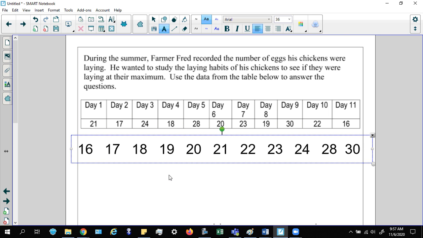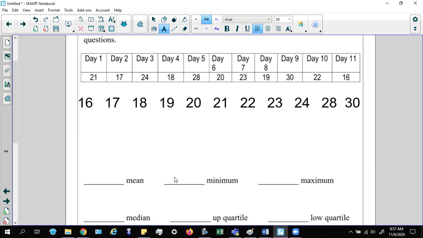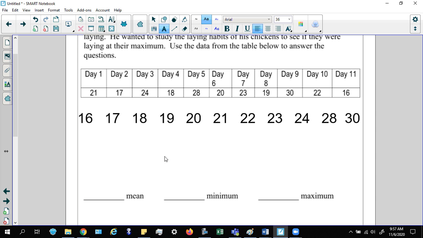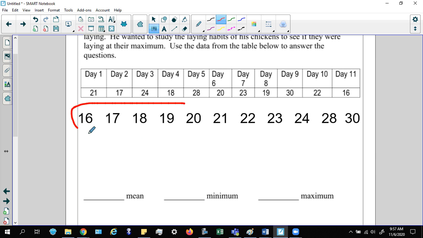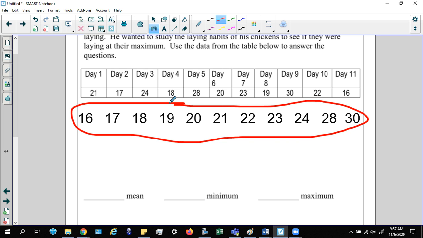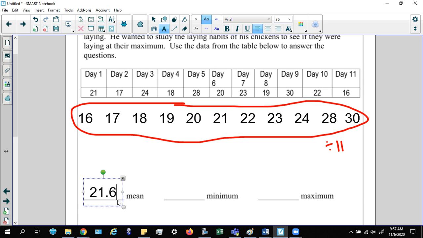Let's answer the questions. First off, we have to find the mean. The mean is the average. So I'm going to add all the numbers up, and then I'm going to divide by 11. When I do that, the answer ends up being 21.6.